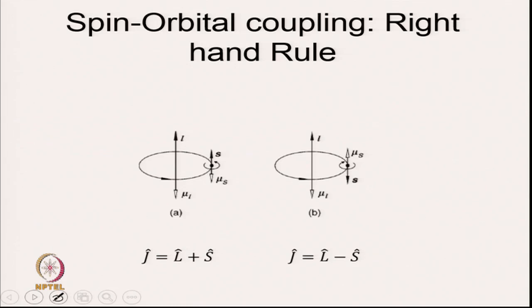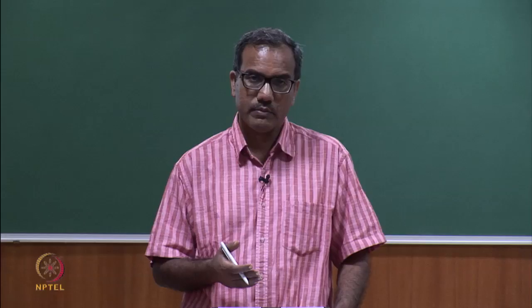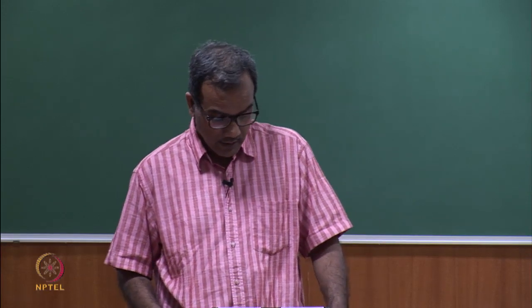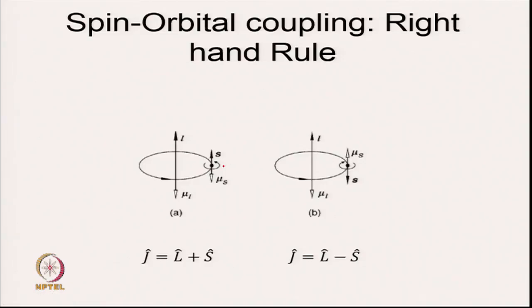Now, let us think about spin orbital coupling, and I already told you how to know the direction of angular momentum and magnetic moment. So, you see this is your spin movement, spinning, and this is orbital movement, orbital rotation.